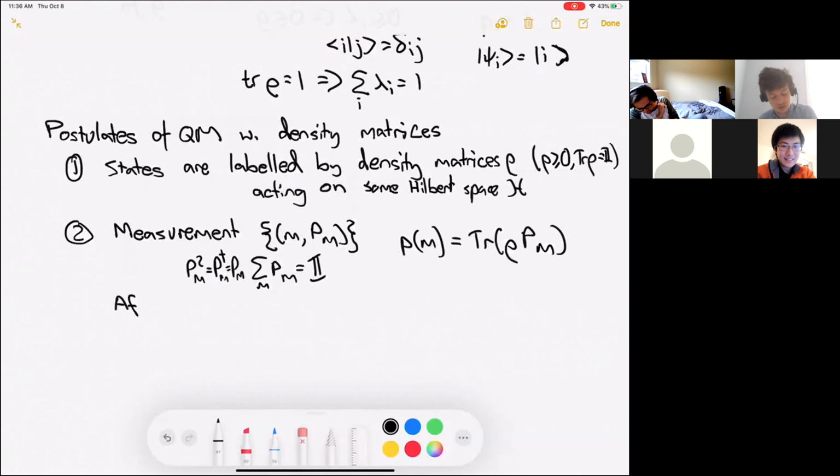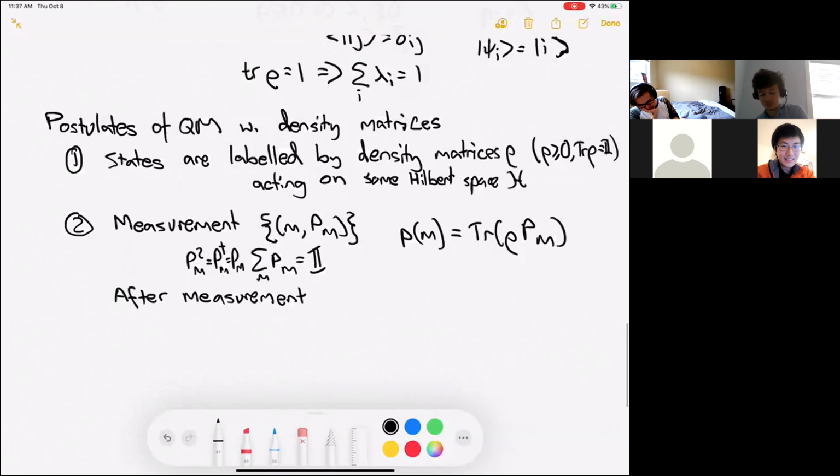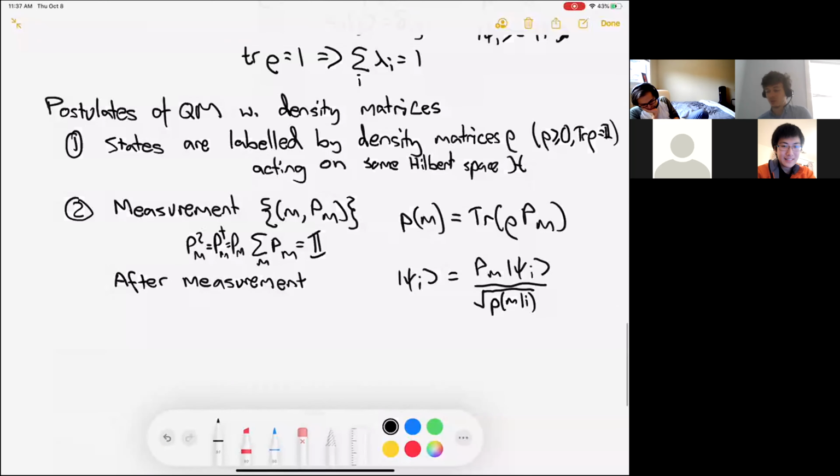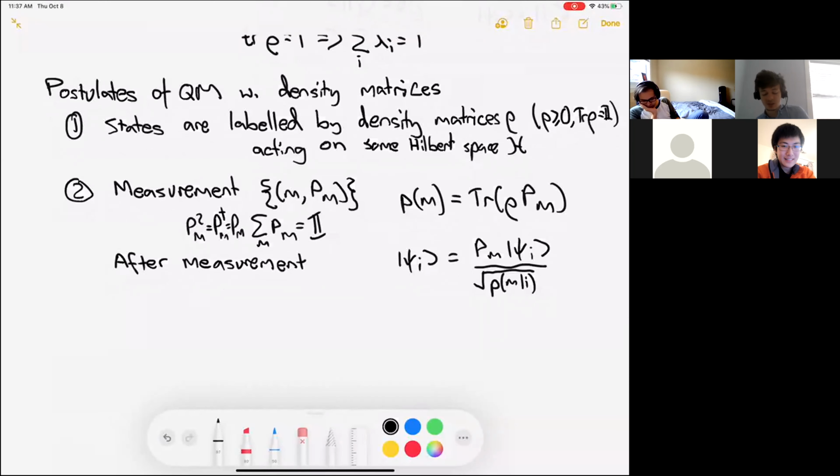So previously, after doing a measurement, the state became PM acting on the state divided by the square root of the probability of getting M for that state, so that the state remains normalized. Right. So what does that mean? What happens to the density matrix?